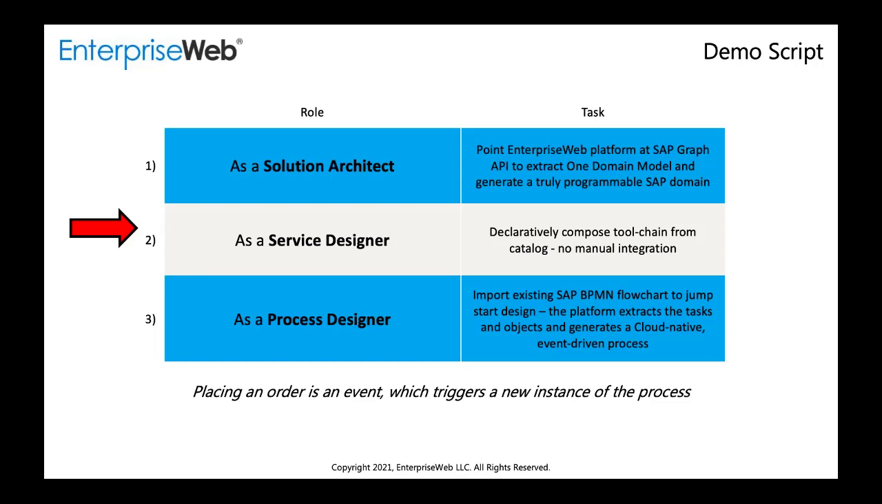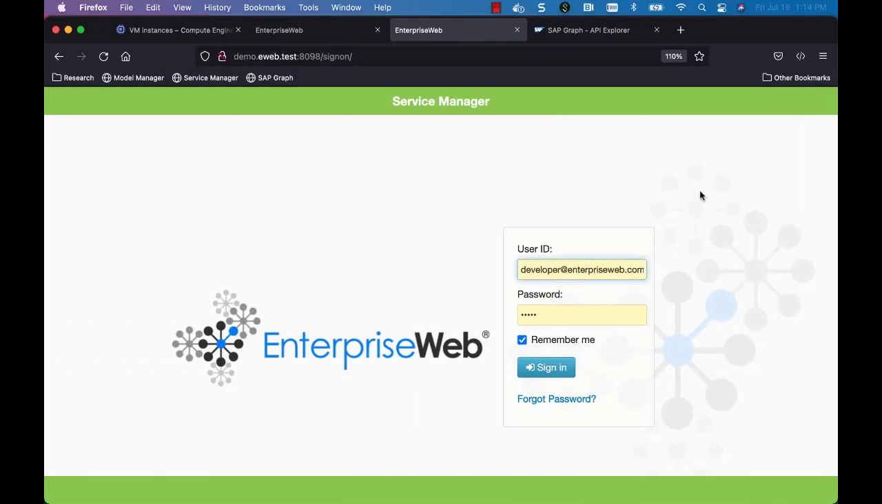So now what I'm going to do is play the role of the service designer who actually wants to implement that business process that we saw at the beginning. I'm going to declaratively compose my tool chain first from the catalog. I'm going to pick things like a component to execute workflows, a component to host my UI, and so on, and even those third-party endpoints. And what you're going to see is there's no manual integration. It's just a really simple matter of being able to pick things out of a catalog and then configure them in place. So I'm going to do that as the service designer using one of the other enterprise web modules.